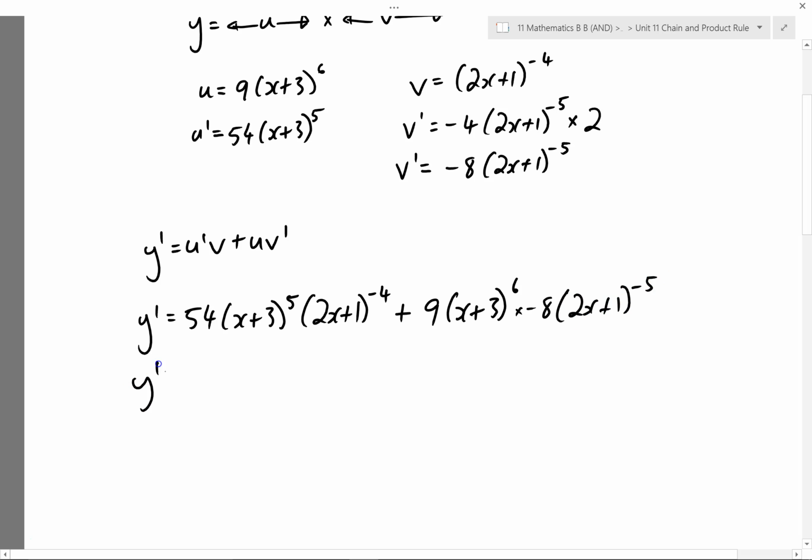Alright, because I'm still a bit of a beginner, I'm going to invest one line of my solution in just multiplying these two numbers together, to get minus 72.